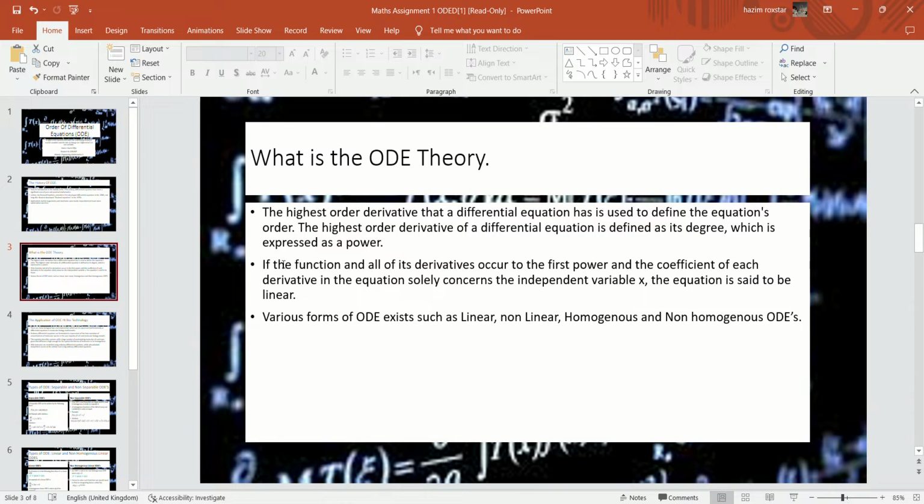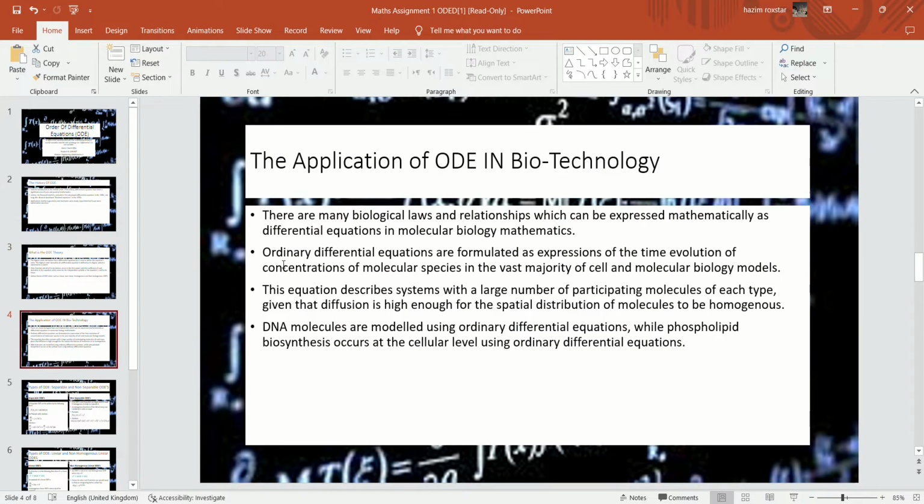So now let's move on to the next slide where we'll be talking about applications of ODE in biotechnology. There are four applications of ODE in biotechnology. There are many biological laws and relationships which can be expressed mathematically as a differential equation in molecular biology mathematics. Ordinary differential equations are formulated as expressions of the time evolution of concentration of molecular species in the vast majority of cell and molecular biology models.